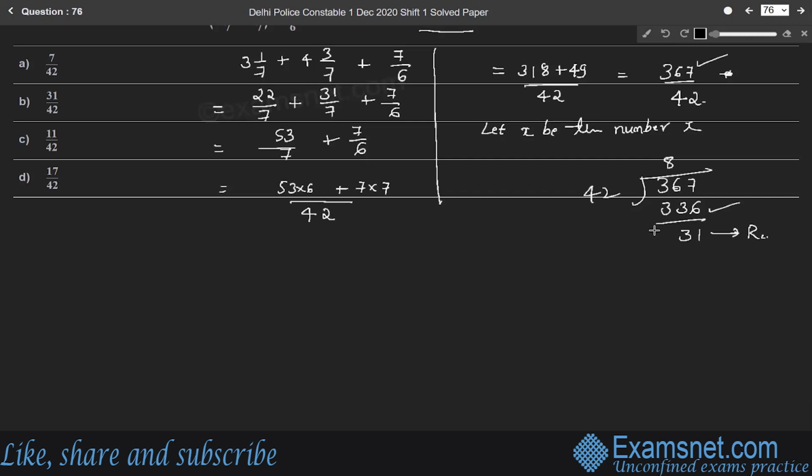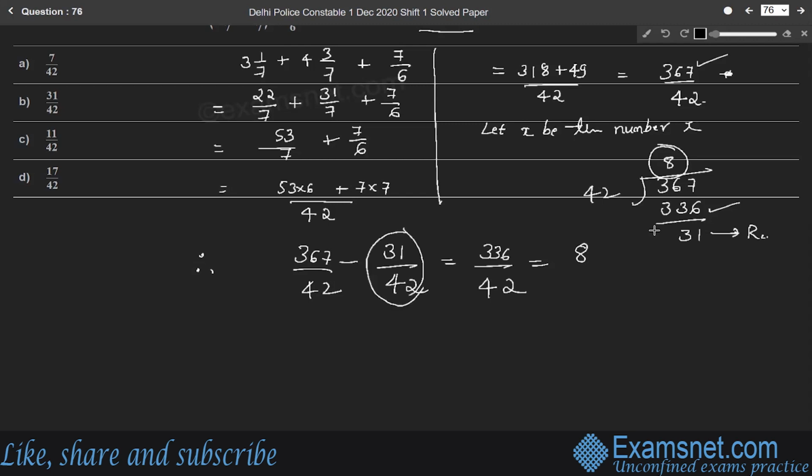336 exactly divides by 42, so 42 into 8 leaves 0. Therefore, 367/42 minus the remainder 31/42 becomes 336/42, so it becomes 8, the quotient. Therefore, if we subtract 31/42 from the given fraction, we get 8, a whole number. Therefore, the answer is option B, 31/42.